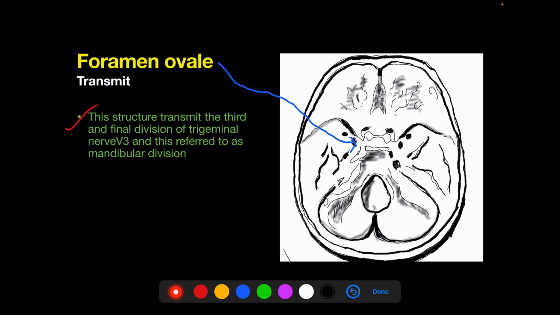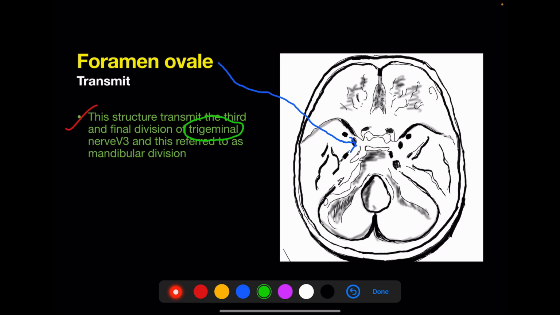I don't know where foramen rotundum is missing here in this picture, but anyway. And this foramen transmits the trigeminal nerve. Just remember it. I am using green to highlight it.